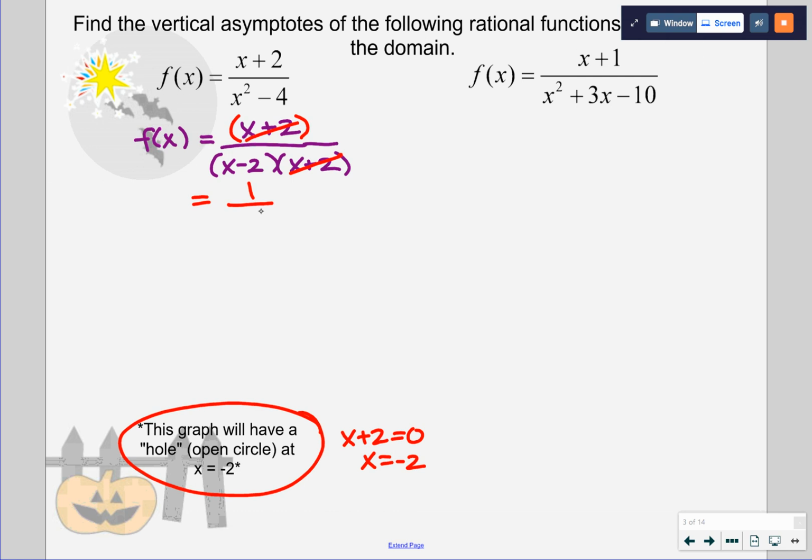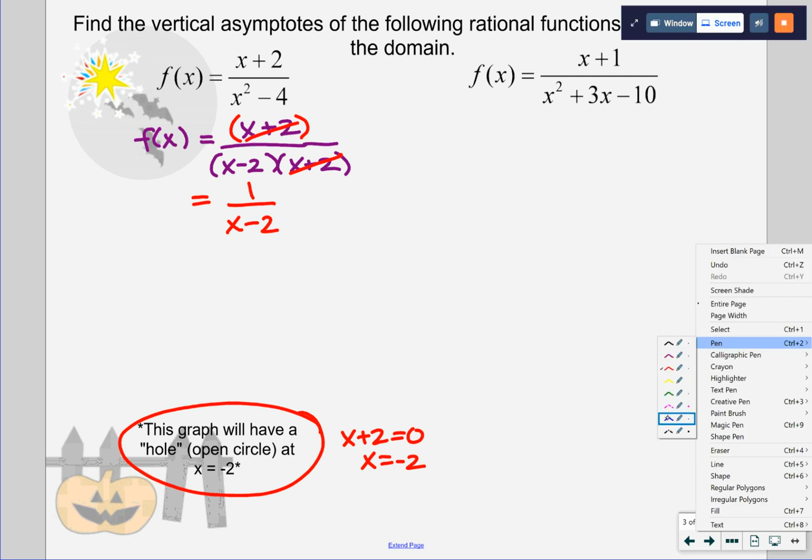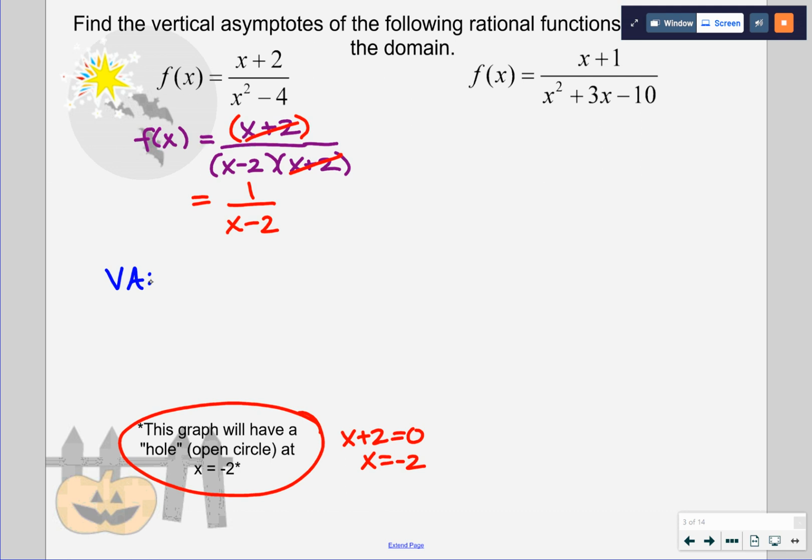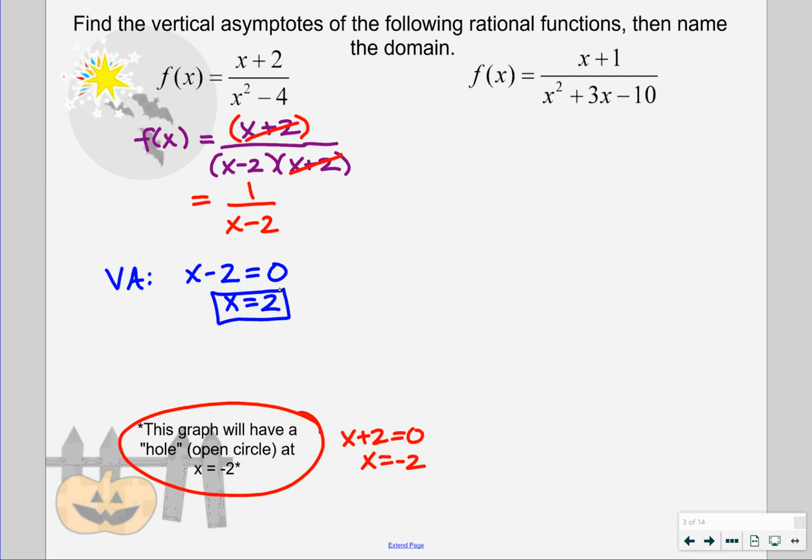When I cancel it, I'm left with 1 over x minus 2. That's the simplified version of this equation. Once you have the simplified version, to find the vertical asymptotes, you just set your denominator equal to 0, and then you solve. So I have a vertical asymptote at x equals 2. It is important that you put the x equals in front of it, because this is an equation of a vertical line. So if you just put 2, you would lose a point on a test or a quiz for that. Okay, and then again, we have a hole at x equals negative 2.